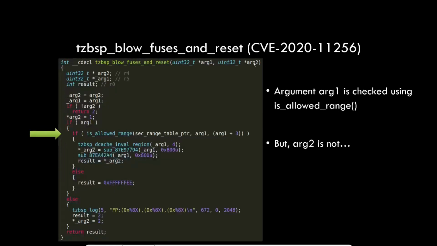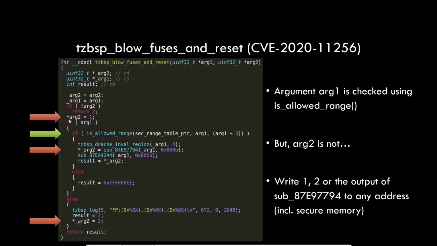arg2 is also a pointer, or is used as a pointer, because it is dereferenced and 1 is assigned to that destination. And basically, you can pass any reference, any pointer to secure memory, and the function will happily write 1, 2, or the output of this routine at the address that you provided. So you have a primitive for writing into TE memory.